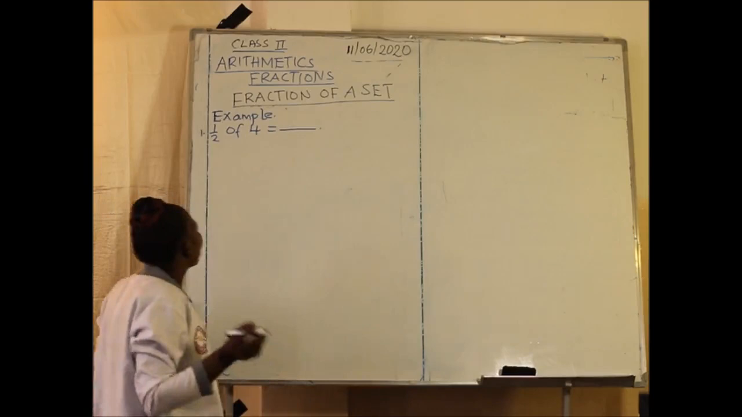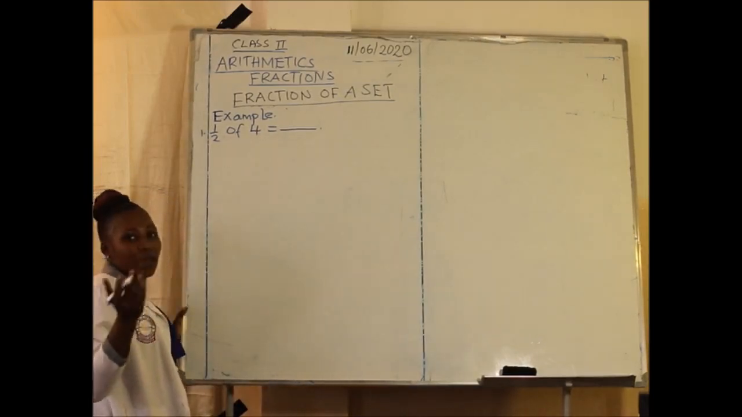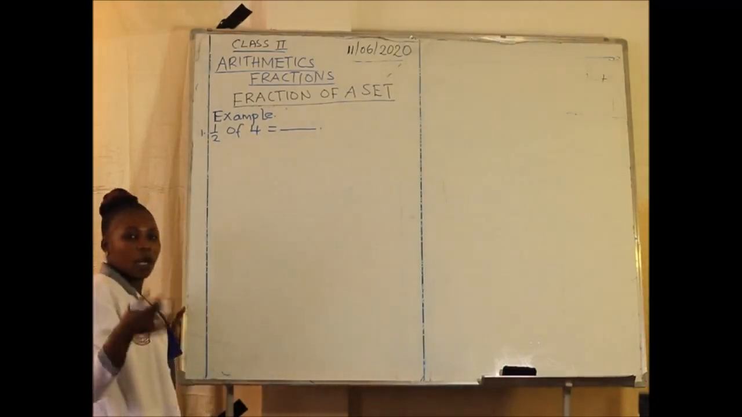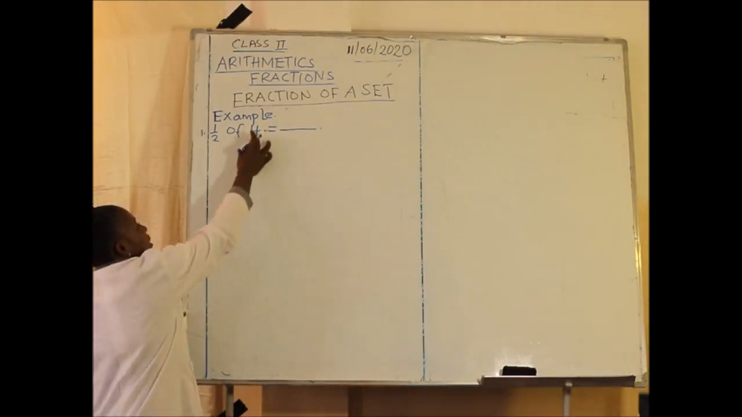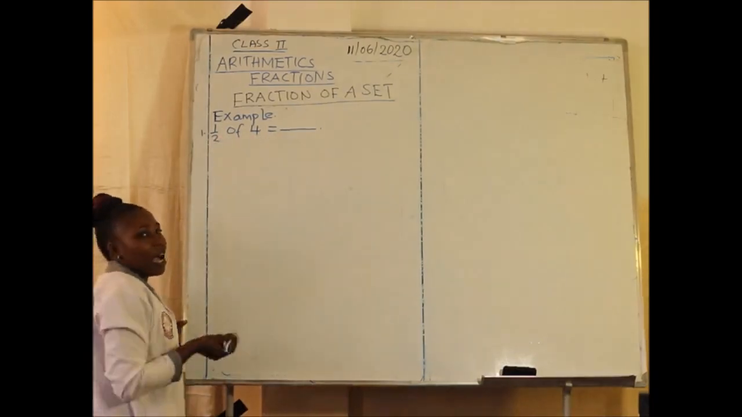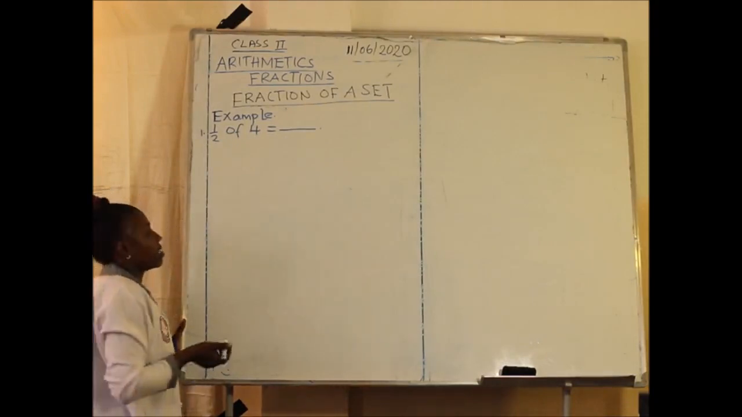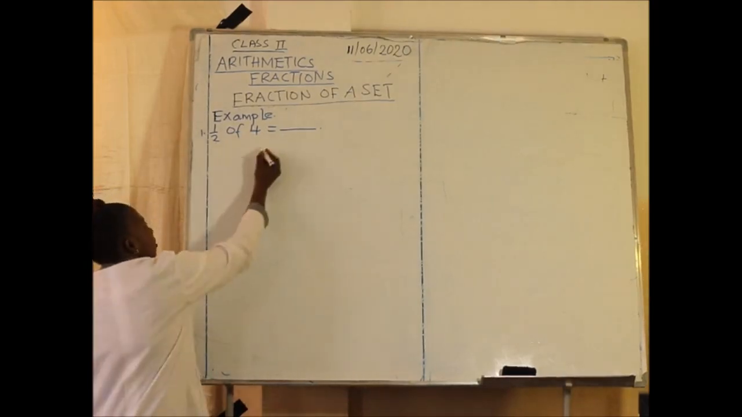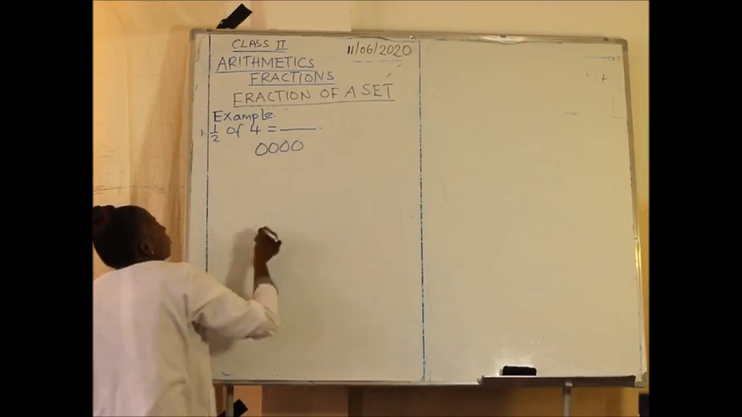It means that you have to ask yourself, if we have 4 items, maybe bananas, or apples, or oranges, if you have those 4 oranges, how many halves do we have there? What you are supposed to do in this kind of question is to draw balls according to this number. That is our first step. 1, 2, 3, 4.